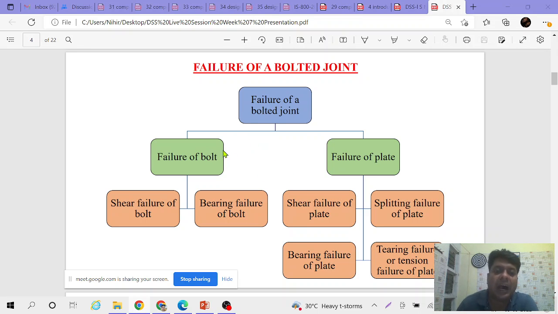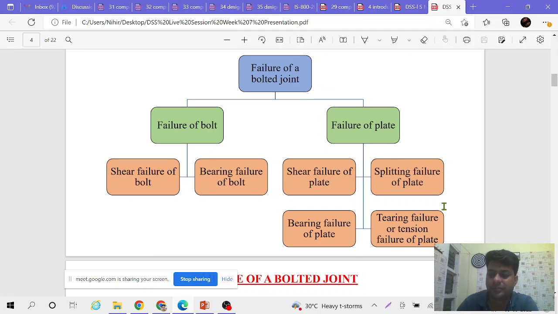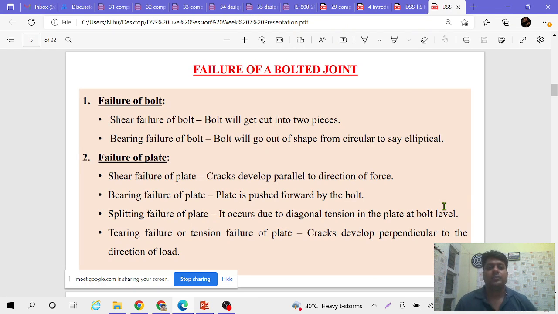So how will the bolt fail? Bolt can fail in shear or in bearing. Like that, plate can also fail in shear, bearing, splitting or tearing, or we can also say it as tension failure of plate. So now moving further, first of all we will deal with failure of bolt. First is shear failure of bolt. What will happen in shear failure of bolt? Let us understand with a diagram.